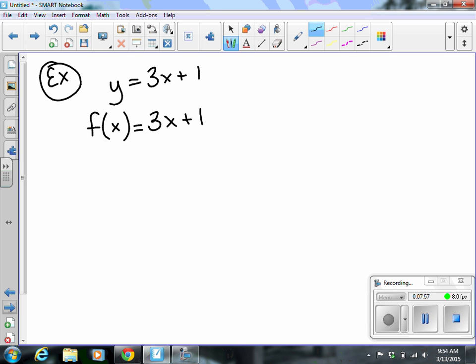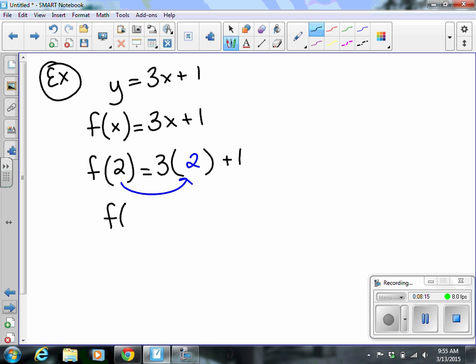Okay, so that's why we split it up. The y basically is the same thing as f of x. Well, what is f of 2, let's say we're working with the same one, what does f of 2 equal? So what that means, the 2 gets plugged into the x spot. And then you solve it on the right side. So we know that 3 times 2 is 6 plus 1 is 7.